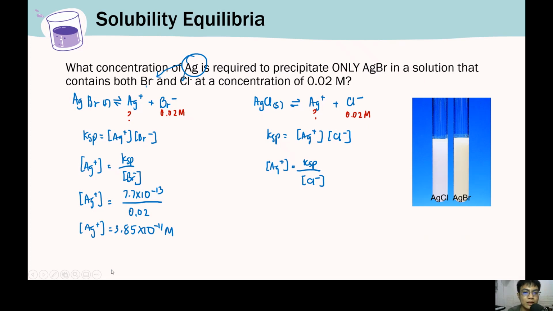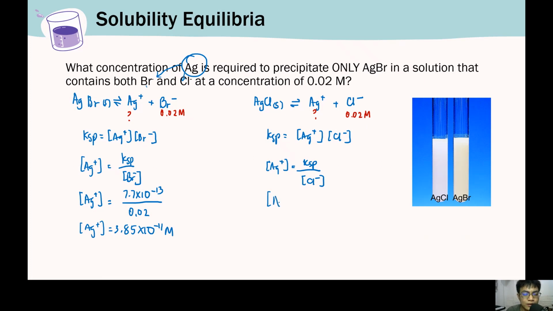Pwede na siya mag-precipitate. But the goal here is that may dalawa kang ion sa solution. You have silver bromide and silver chloride. Ayaw mo mabuo yung chloride. Gusto mo lang mabuo is the bromide. Diba ito yung minimum? Let's find the maximum amount of silver before the silver chloride can form. Okay? So we can calculate for that using this equation.